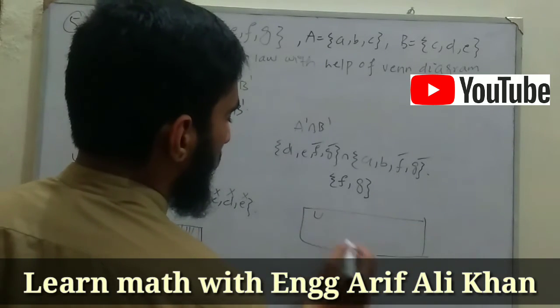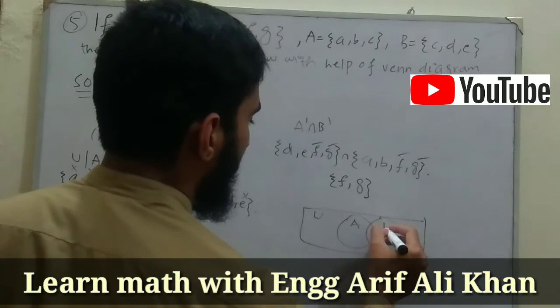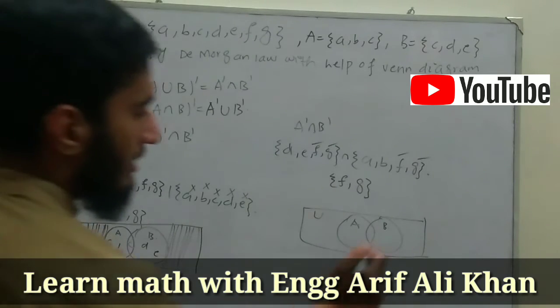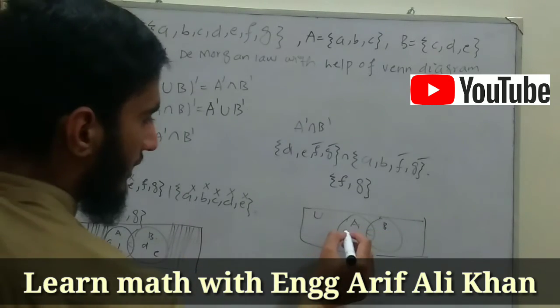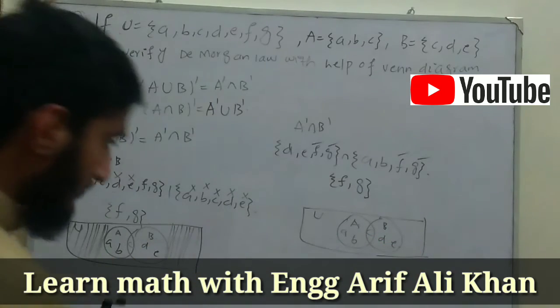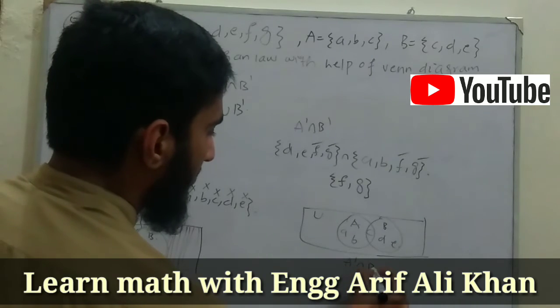Draw the universal set over here. This is, let's suppose, set A, and let's suppose this is set B. Write the same elements over here: C, A, B and D, E. Now here it is A complement intersection B complement.